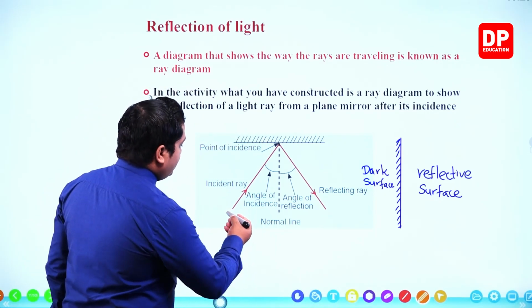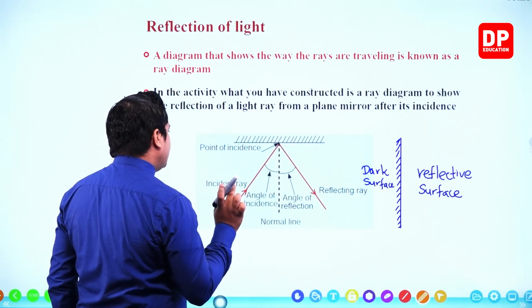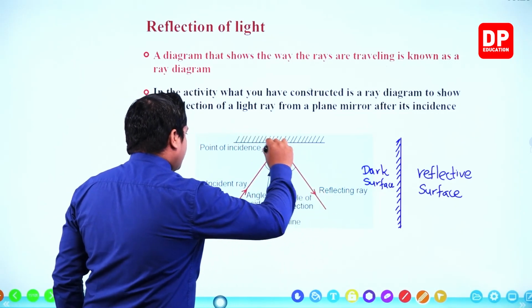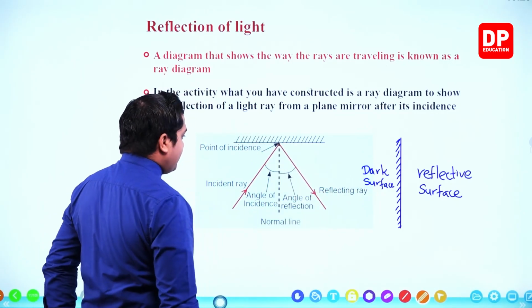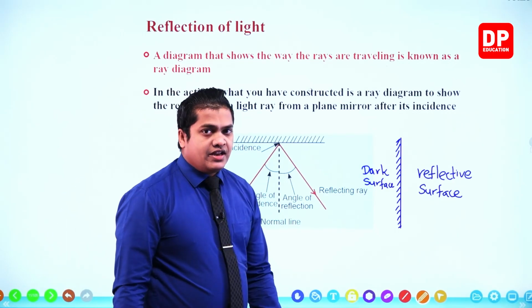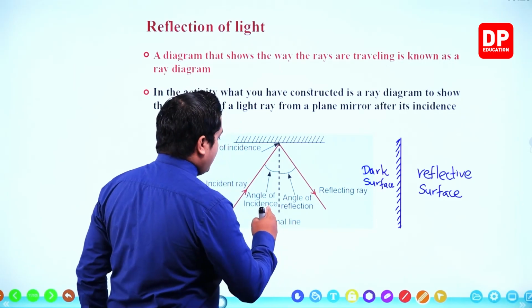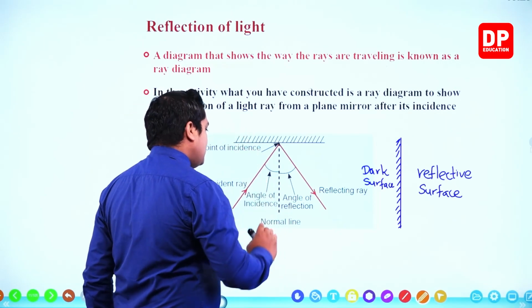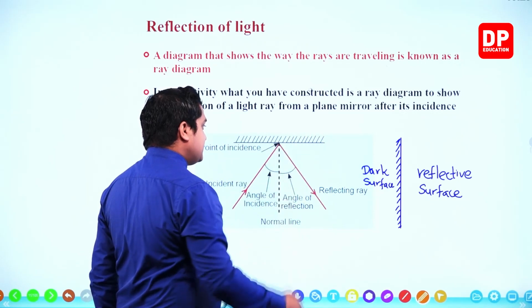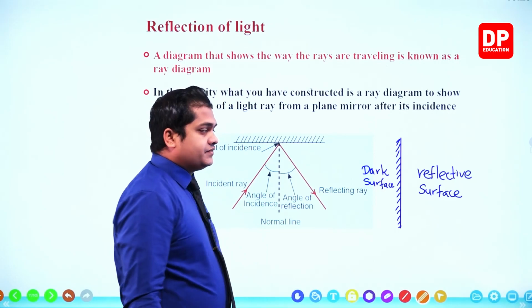Now the light ray which is coming towards the reflective surface is the incident ray. We can observe the incident ray in a ray diagram. Then the light ray which is passing after the process of reflection is referred to as the reflected ray. Then, my dear children, definitely you have to draw the normal. The normal is the imaginary line, the perpendicular line to the mirror surface, which passes through the point of incidence.